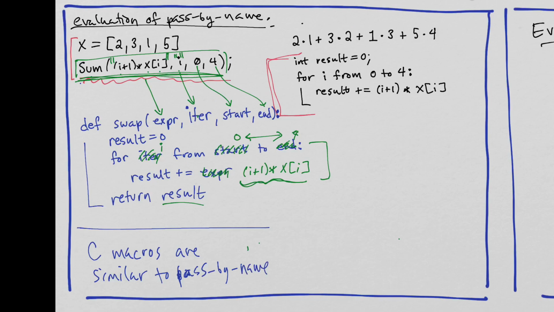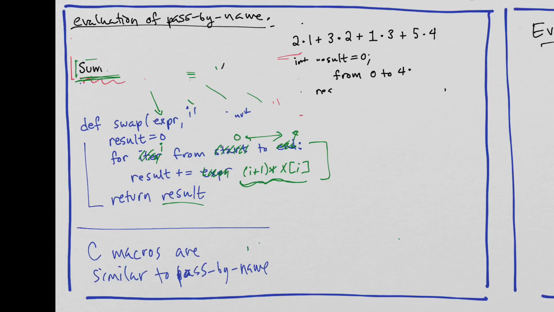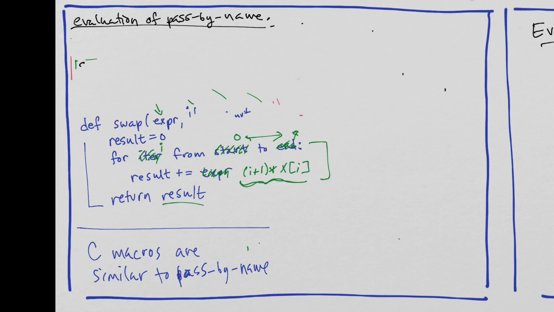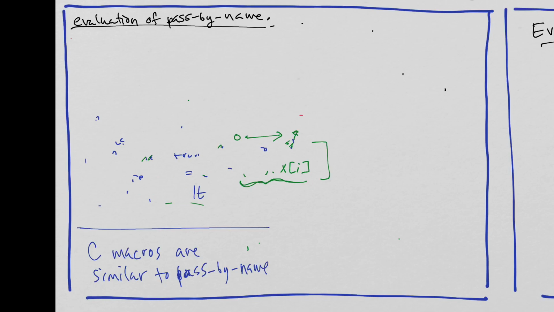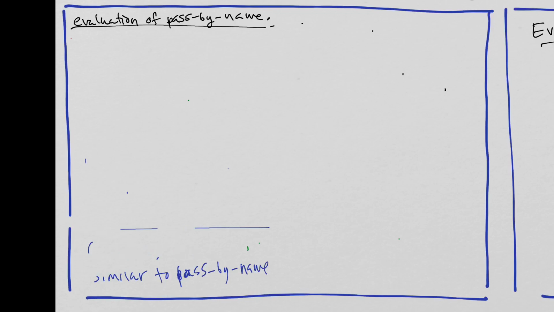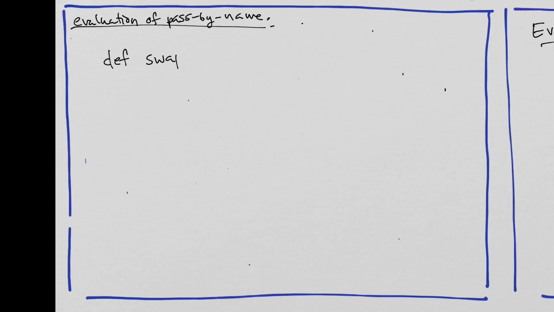Okay. So that's kind of where the power comes from, but let me call your attention to the problem. Something nice in general about in-out mode parameters is that you can actually write a swap function. The example I'm about to show you is also a problem for C macros. So let's write a swap function. Def swap(a, b), and then what we're going to do is say temp = a, a = b, b = temp.